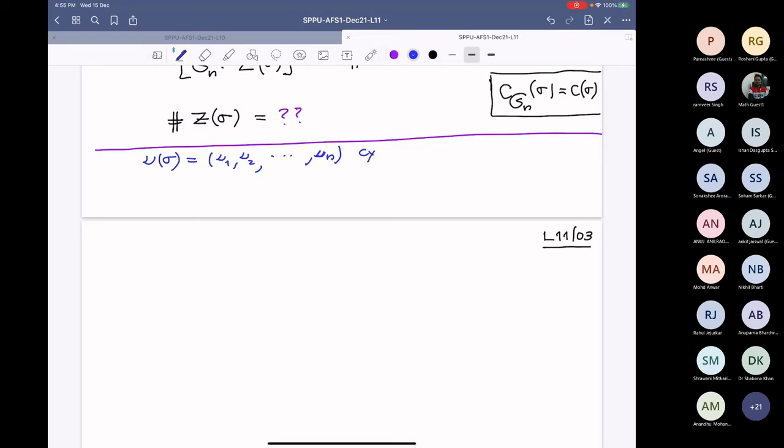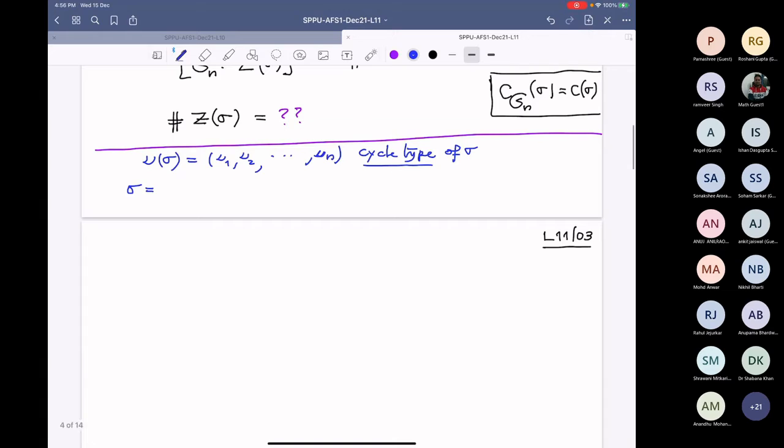This is a cycle type of sigma. This is called cycle type because it is arising from that canonical cycle decomposition of sigma. Now, what was canonical cycle decomposition? You write sigma as a product of cycles. And now we write a little carefully.